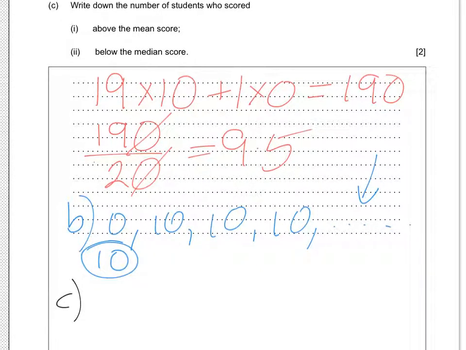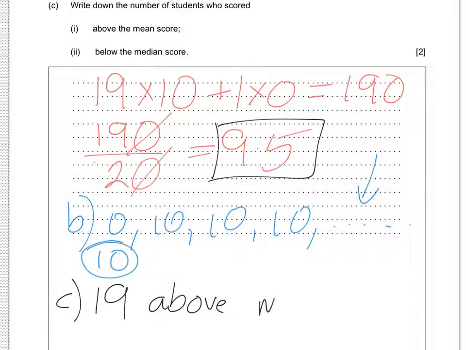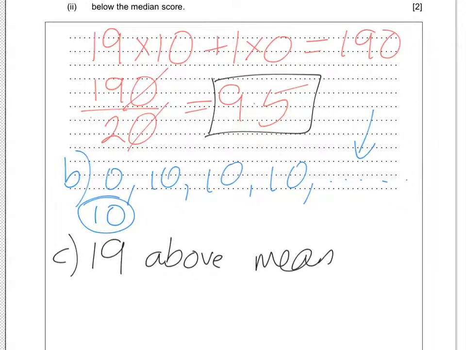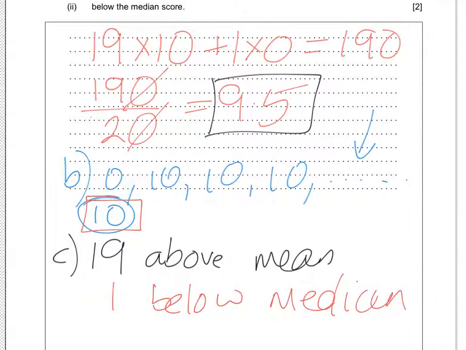And part C, write down. So again, you shouldn't need to do any calculation. Write down the number who scored above the mean score. Well, the mean was 9.5. How many students got above that? 19 got above the mean. What about below the median? Well, the median was 10. And there was 1 student below the median, 1 person who got 0. Easy marks.